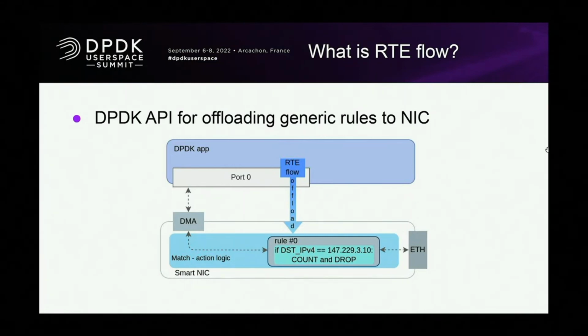So basically you can see in this example that there is a DPDK application which can offload an RTE Flow rule to the hardware. So now the work that had to be done in software can now be done in hardware. There's an example with a rule which counts and drops every packet with this given IPv4 destination address.